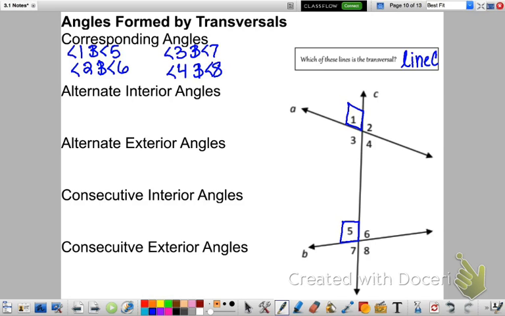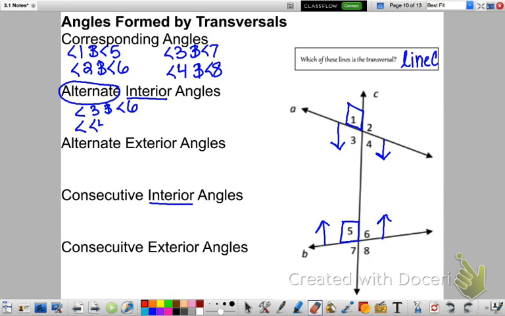Okay. Interior is going to be on the inside of our two lines. Alternate is going to switch sides of the transversal. So if we look on the inside, but on opposite sides of our transversal, we would see that angle 3 would match angle 6, and then angle 4 would go with angle 5.